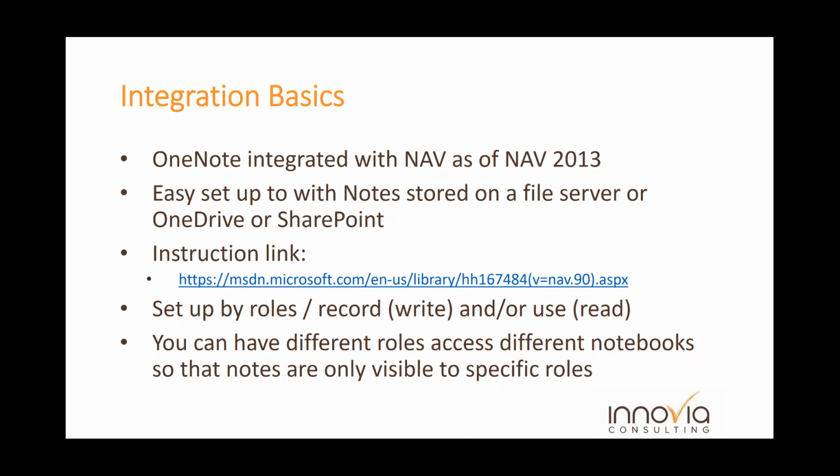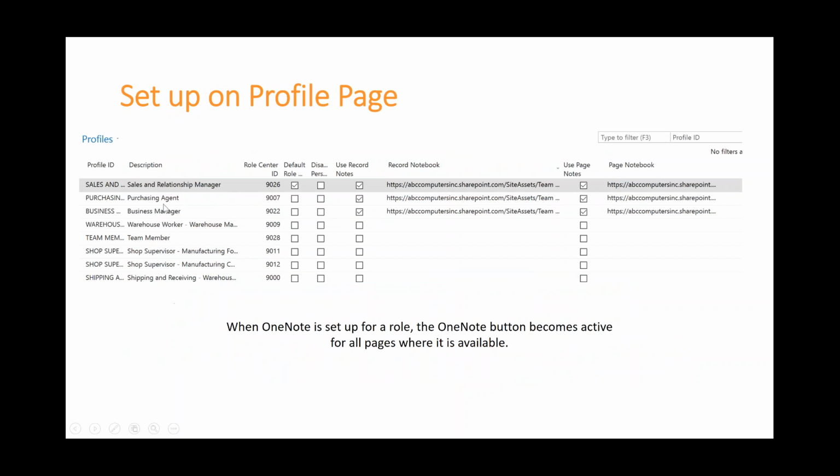But what I'll show you is pretty much it. So you really set OneNote up by roles. So again, this is obviously the 2013 role tailored client. And you specify either record, which is write, and or use, which is read. So you're just specifying read-write access. And one thing that's important, I'll show you the screen where you set it up, the profile page: you can have different roles access different notebooks. So the notes are only visible to a specific role. So this probably will look a little clearer when you see this page. Hopefully you can see it.